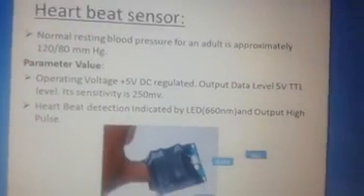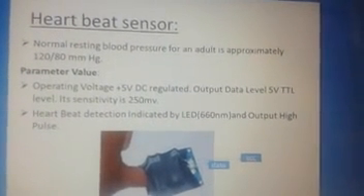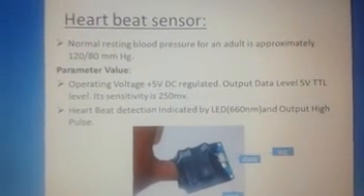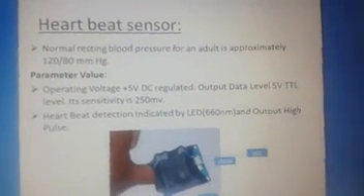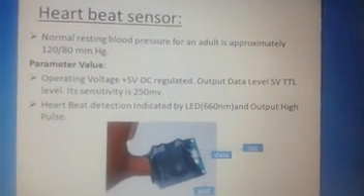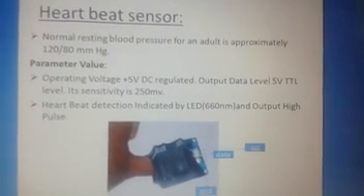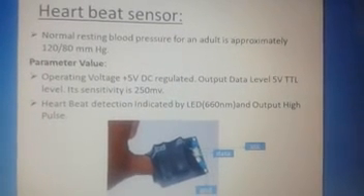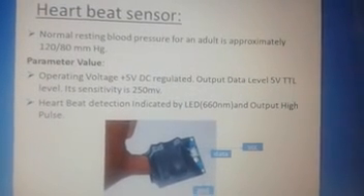The next module is a heartbeat sensor. The normal heartbeat range of a healthy patient is between 80 to 120 millimeters of mercury. The heartbeat sensor operates at 4 to 5 volt, and the output is at 5 volt TTL level. For 1 beat per minute, it gives a sensitivity of 250 millivolt.